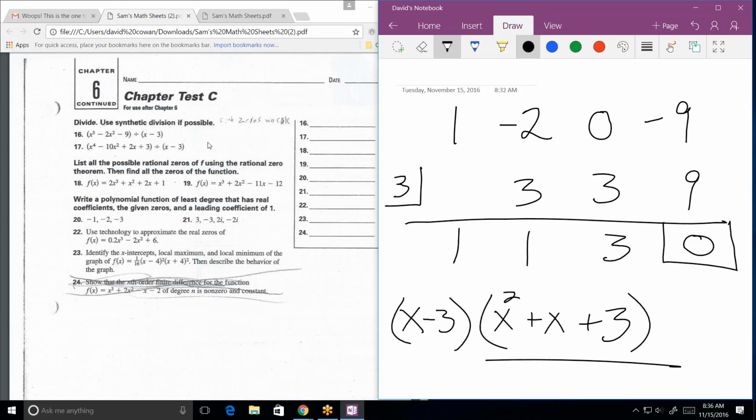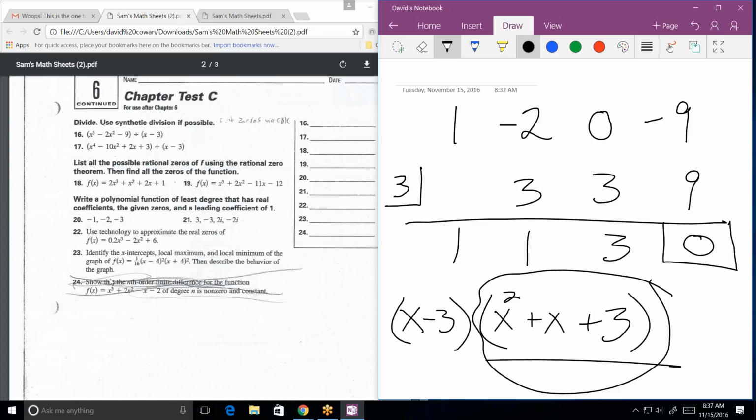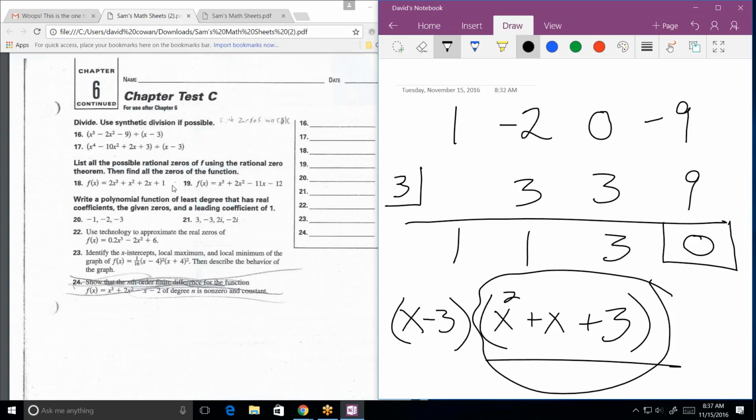So in this particular problem, this is actually the answer, but this is going to be a common practice where you break down to find the zeros, and we have that on 18 and 19, where we don't have to just factor it, we have to find all the zeros.